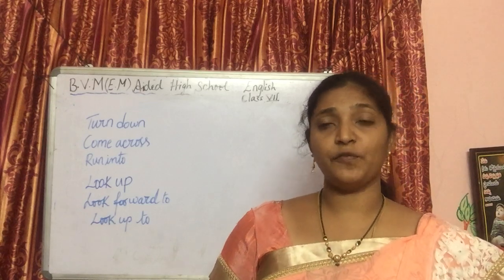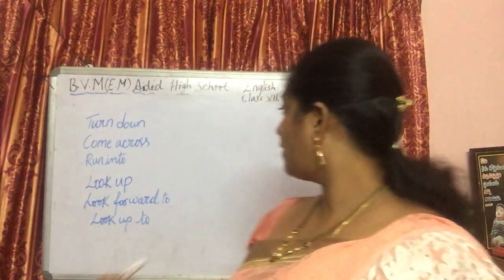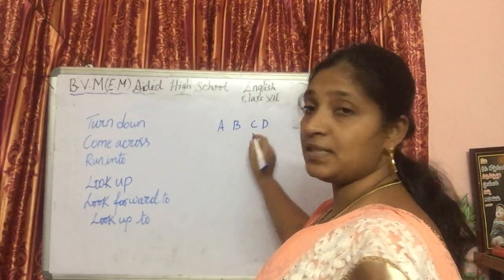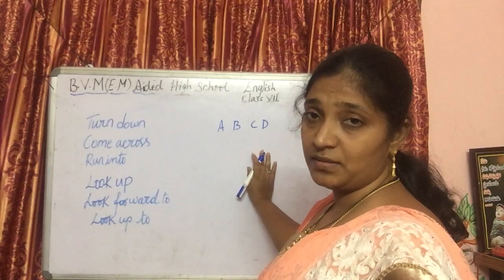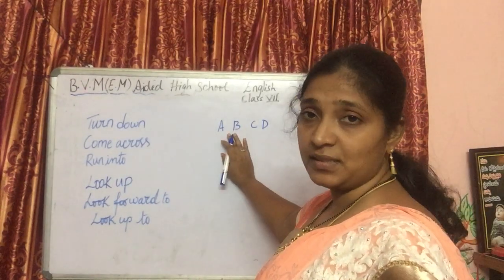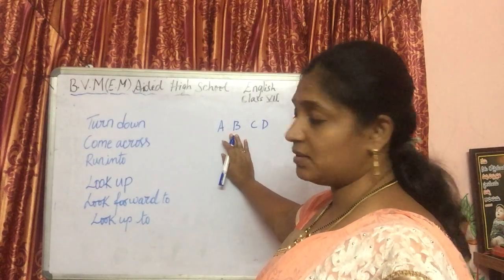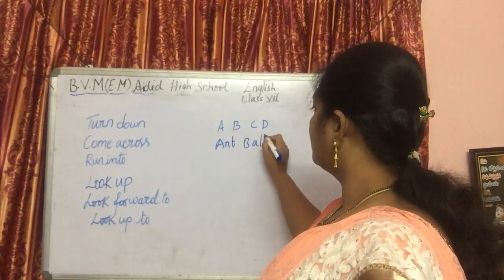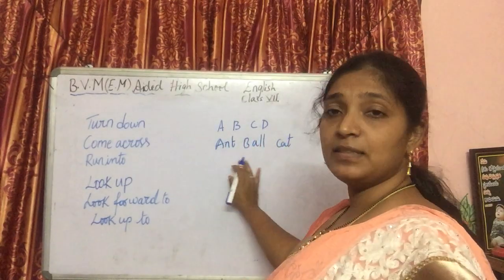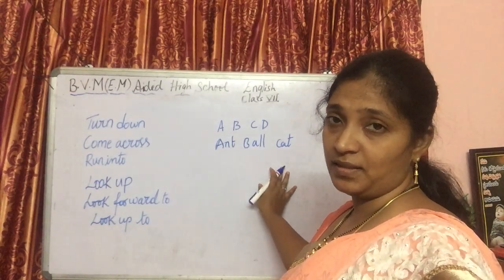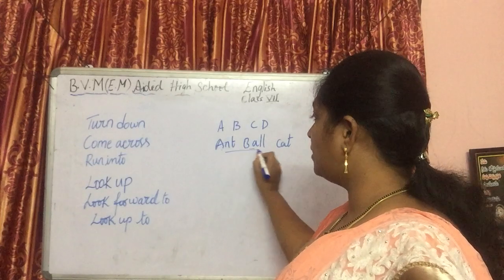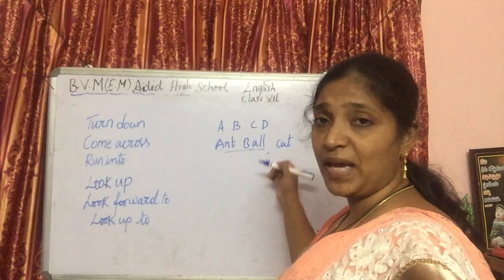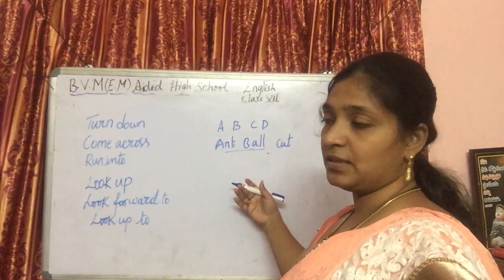At least you should know what a phrase is first of all. So we know that A, B, C, D, these are alphabets or letters. I wouldn't say alphabet but letters. Now, ant, ball, cat. These are words, right? And words together make sentences. Sentences make paragraphs and paragraphs make passages. So it goes on like that.